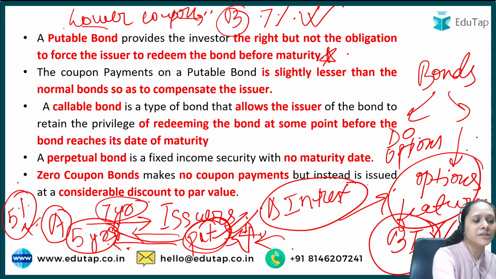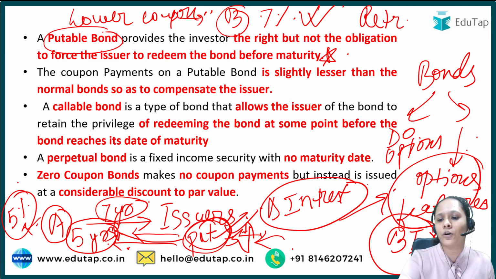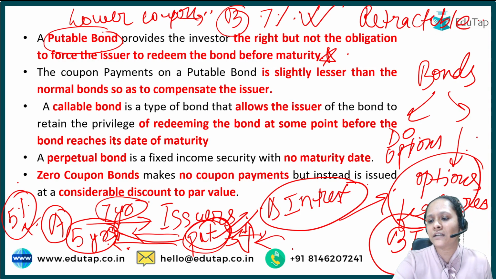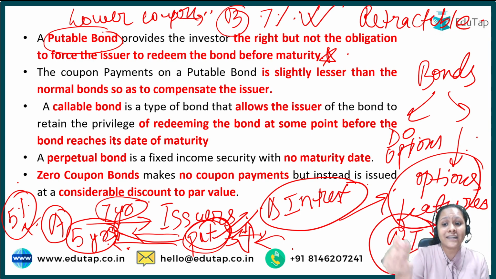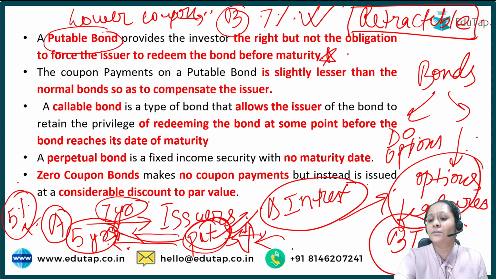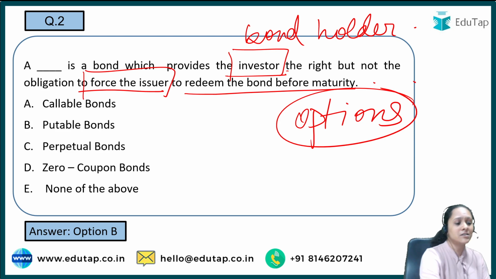Now puttable bonds, please keep in mind that puttable bonds are also known as retractable bonds. What do you mean by retractable in simple words? As an investor, you can withdraw your funds. That is what simply retractable means. Okay? So, what are puttable bonds? You as an investor can force the issuer to redeem the bond before maturity, but keep in mind, after a certain period of time. And these bonds are also known as retractable bonds. So the right option is option B.